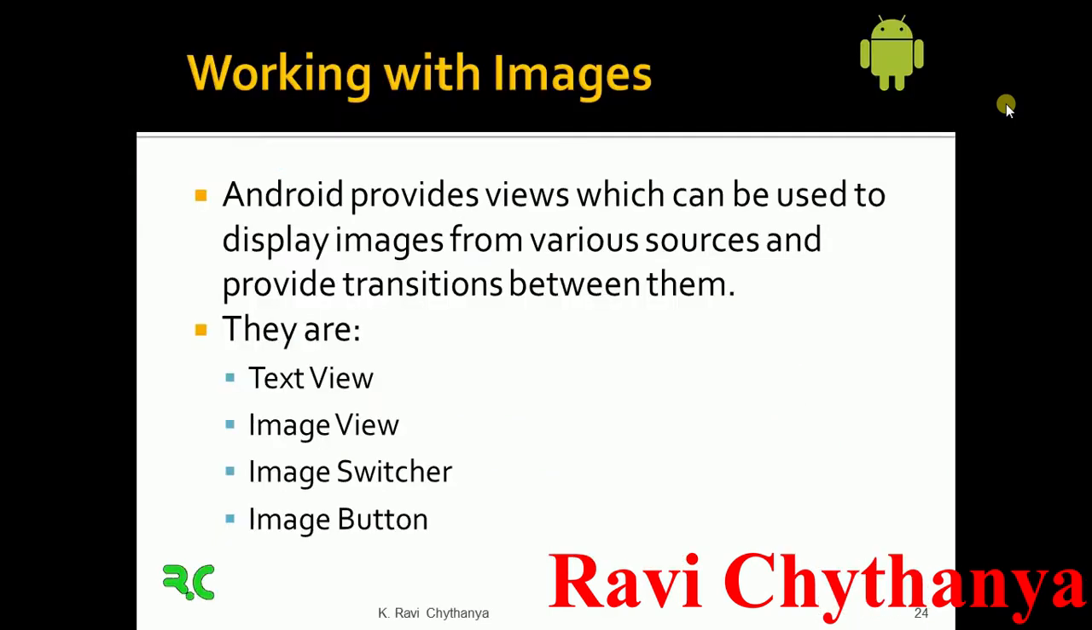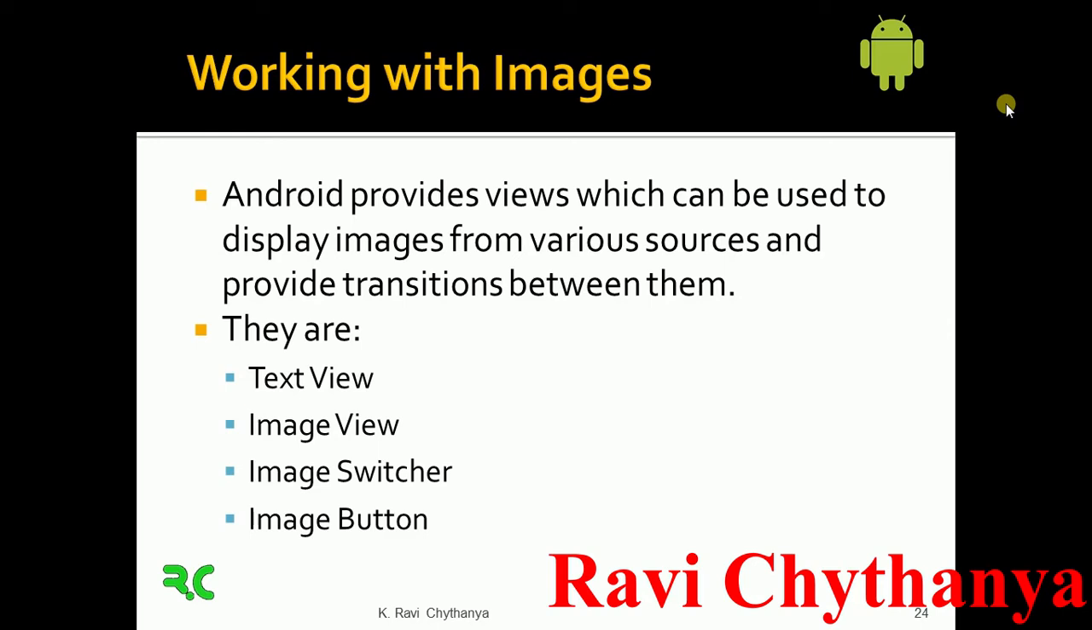Android provides views which can be used to display the images from various sources and provide transitions between them. The various sources: maybe we can directly add them into our application, or we can add them from the internet, and we can do so many things like that. And we can provide the transitions between them. The different views available are text view, image view, image switcher, and image button.